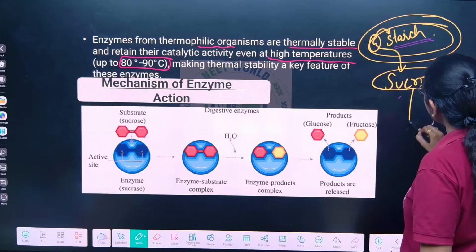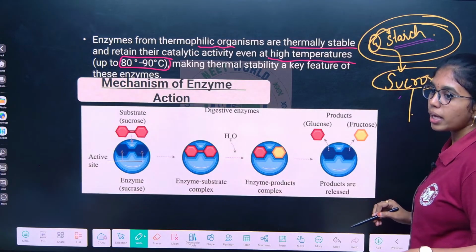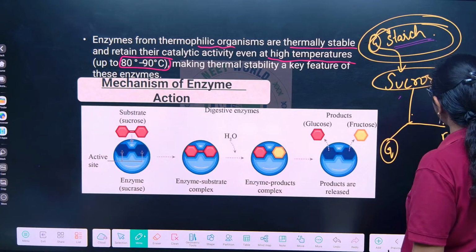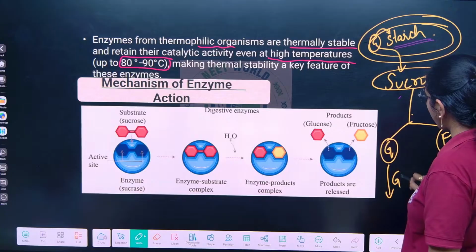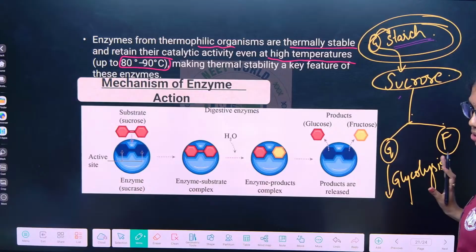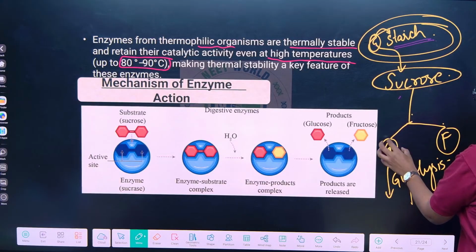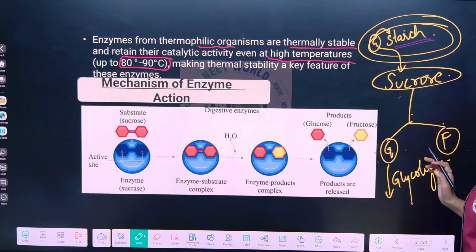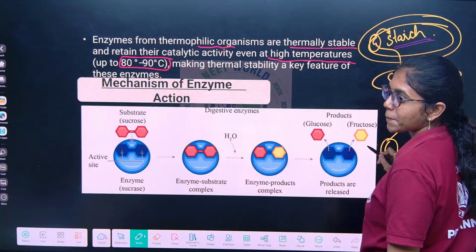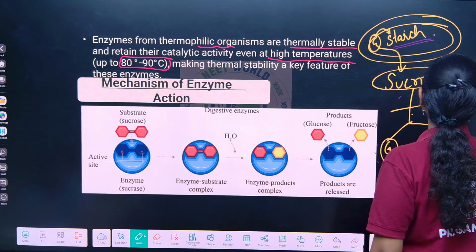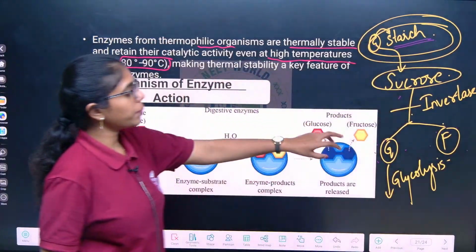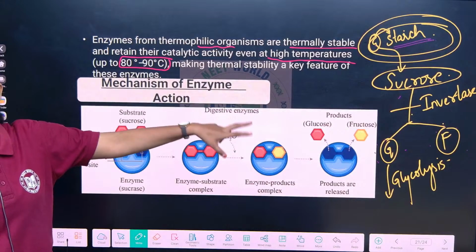This sucrose, after reaching any cell, first it will be broken down to what? Glucose and fructose. This will start the process of glycolysis. This is the known story for us. Sucrose is broken down to glucose and fructose by an enzymatic activity, yes or no? What is that enzyme? Invertase. Sucrose will be broken down to glucose and fructose by the enzyme invertase.